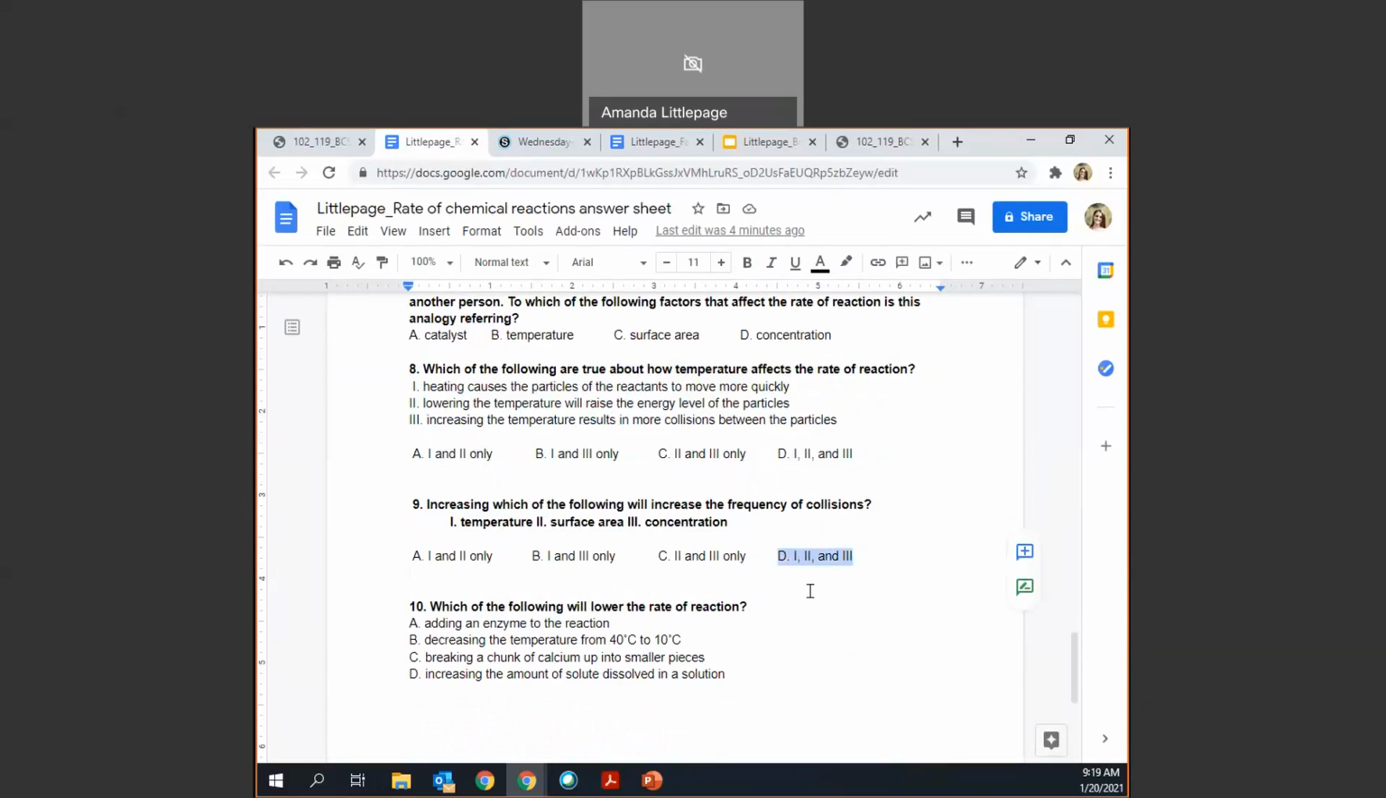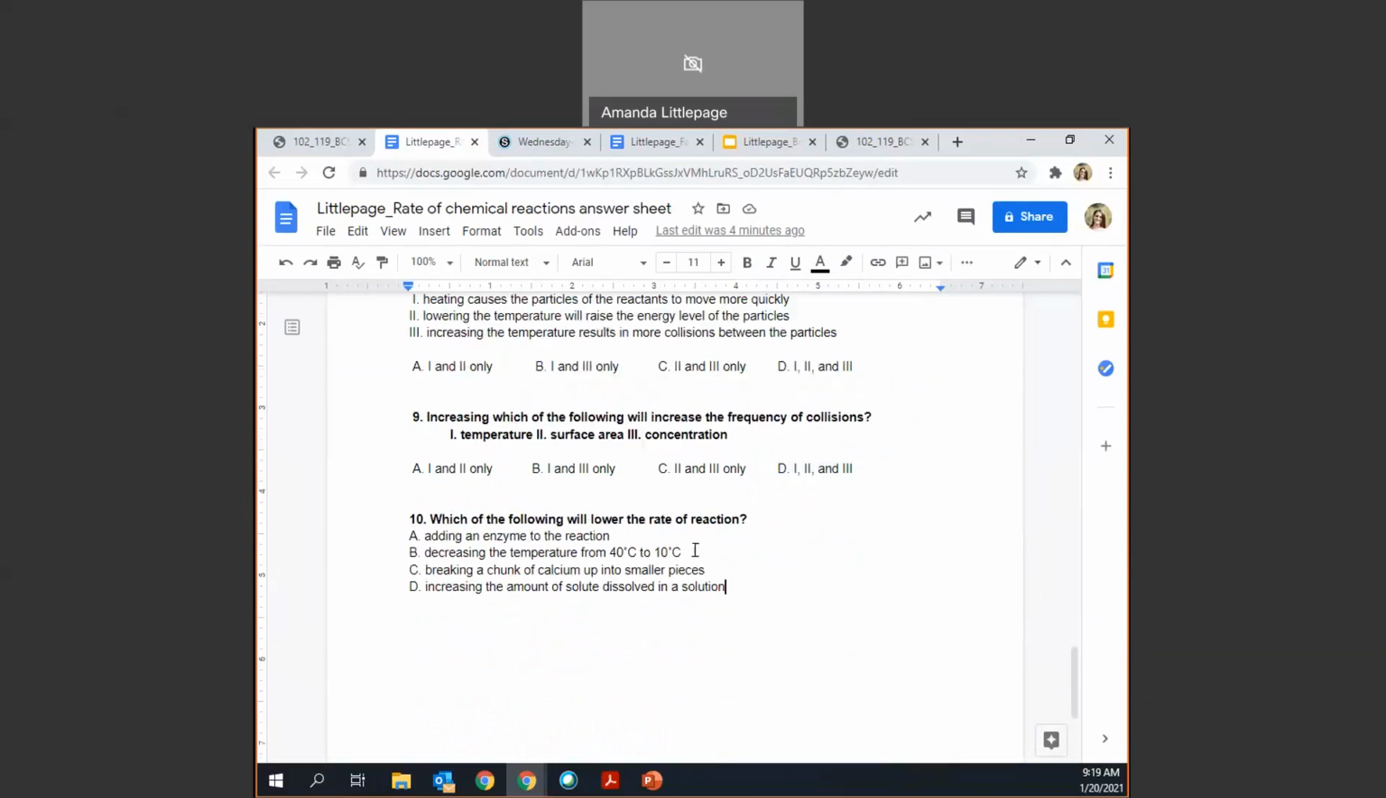Lastly, number 10, which of the following will lower the rate of reaction? Let's go through this. So again, which one is going to lower it? That's what you're focusing on. Adding an enzyme? No. Enzymes speed up rates of reaction. Remember, enzymes are biological catalysts.